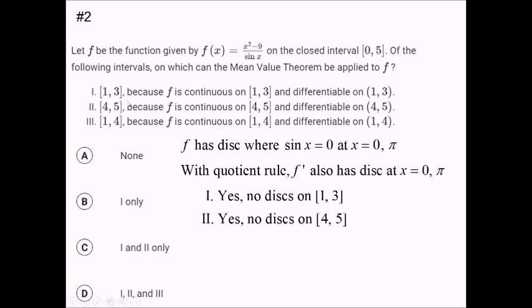Now for interval 3, 1 to 4, we don't have 0 on that interval, but we do have pi, 3.14 and some change. Because we have a discontinuity at pi on that interval, we cannot use the mean value theorem for that one. So that means it's only going to be options 1 and 2, which is answer choice C.